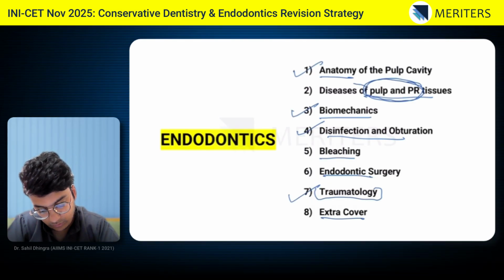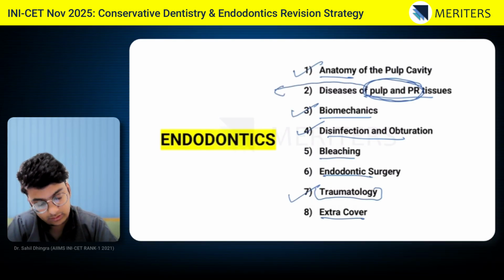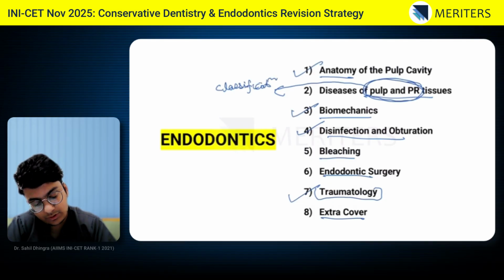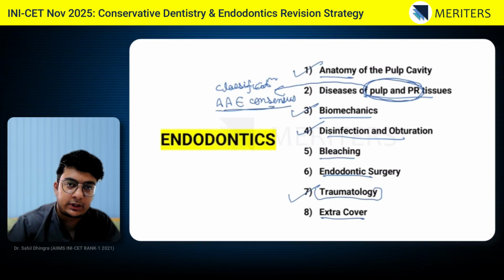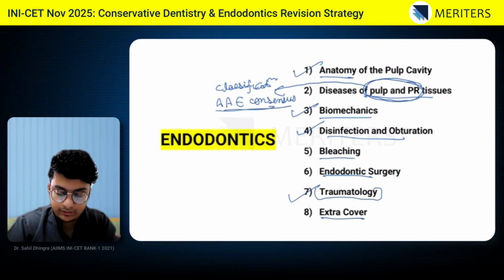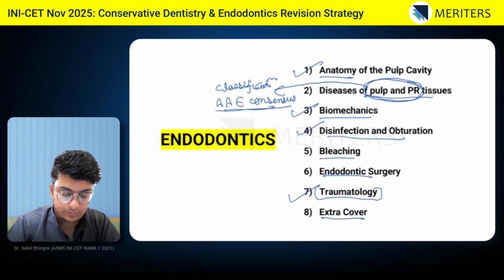In this, you have to cover basically another classification. There is a terminology given by the AAE consensus. In this, they have given around 6 terminologies for pulpal diseases and 6 for periapical diseases. There they will tell you which one has tenderness on percussion, what the vitality status of each is, and what terminologies are currently in use.